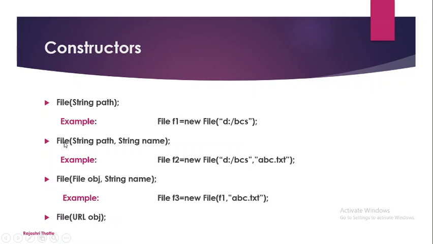Now we will move further to the second constructor. Again File, in brackets, String path, comma, String name, semicolon. What we can do here is have two arguments. Out of that, in the first argument we can specify the path up to the directory, and in the second we can specify the name of whichever file we want to refer to from that directory. Both are strings. For example, let us consider f2 is an object of class File.